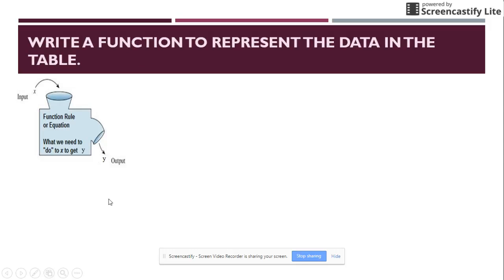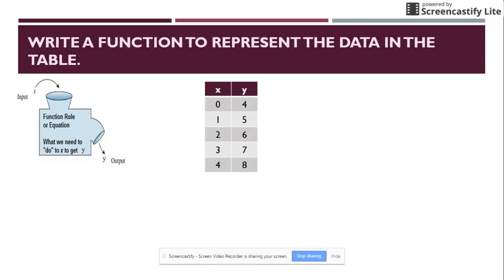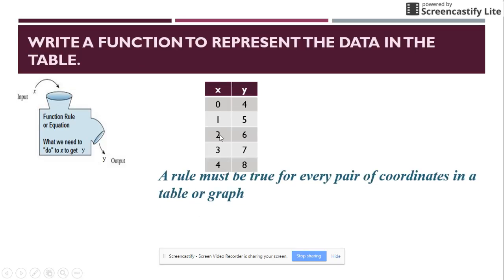Okay, but remember, let's look at this. We've got x. What do we do to that x? What did we do to 0 to get 4? What did we do to 1 to get 5? What did we do to 2 to get 6? Well, in this instance, I can see that we added 4. Now, the most important thing is that your rule must be true for every pair of coordinates.